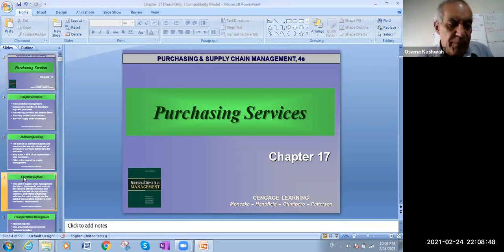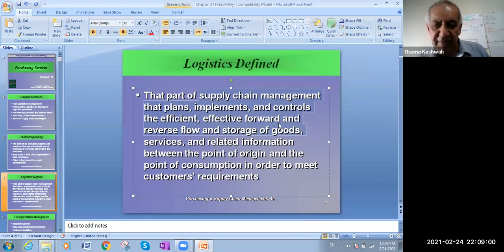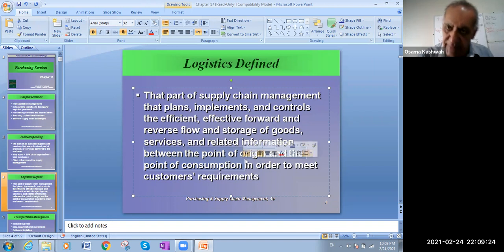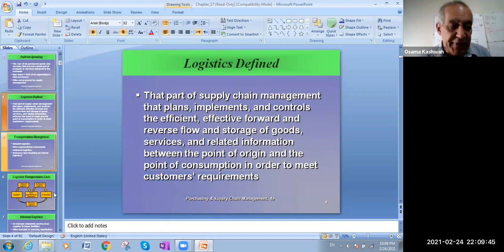Quickly, I will move into what we mean by logistics. Logistics is that part of the supply chain management that plans, implements, and controls the efficient, effective forward and reverse flow and storage of goods and services. Always we talk about goods and services like I taught you. We don't say goods only, but we usually say the flow of goods and services, and related information between the point of origin and the point of consumption or the destination. The origin is the supplier and the destination is the consumer, in order to meet customers' requirements. Okay, so those were the points of the logistics definition.